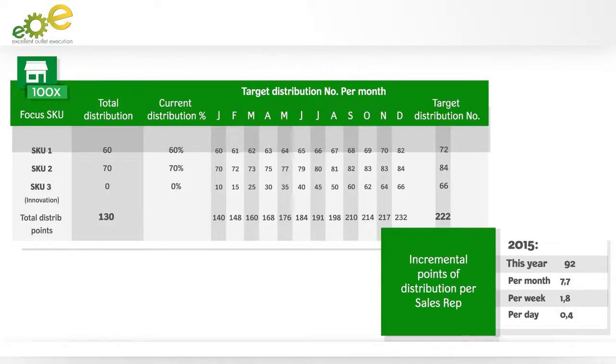So, though a target of 92 distribution points a year may look ambitious at first, it actually means a distribution improvement of less than 1 SKU per day, which is why we always advise doing NND target setting both bottom up and top down to get a clear idea of the possible stretch.